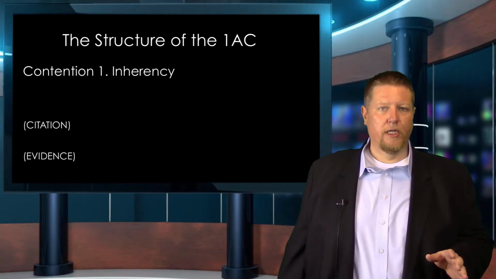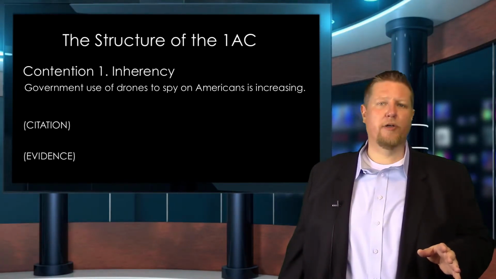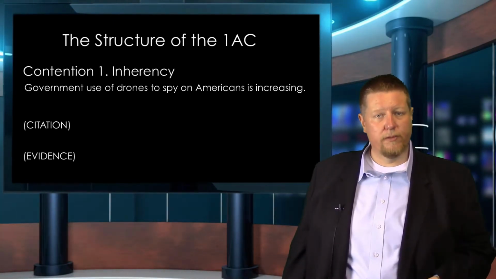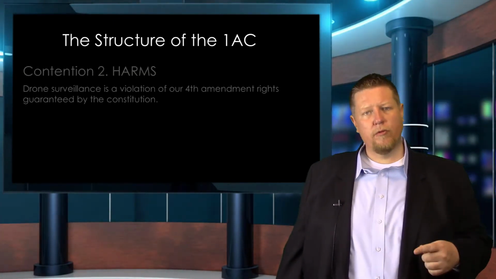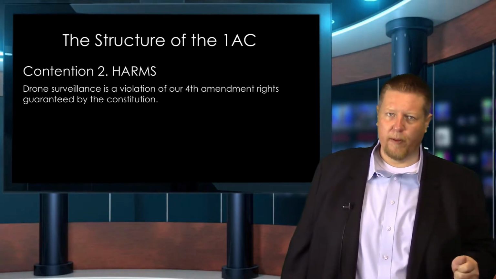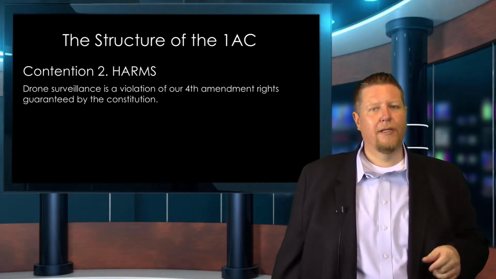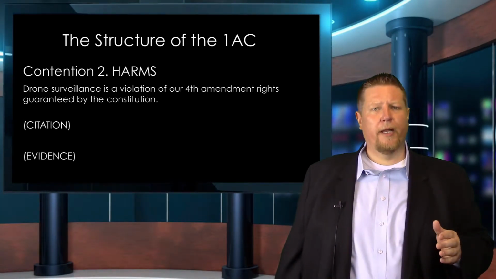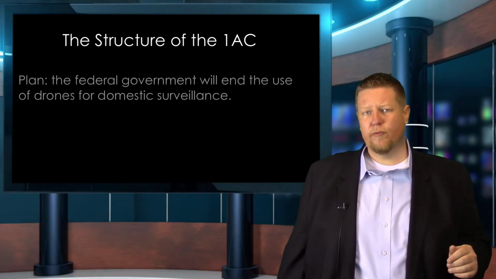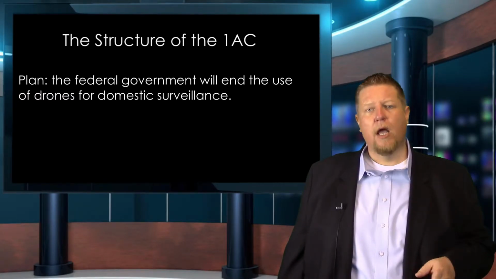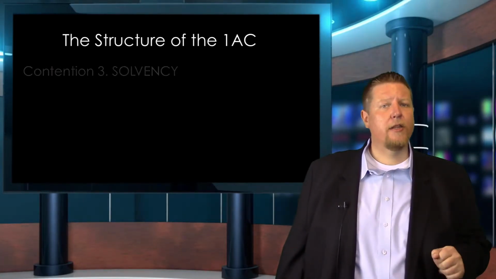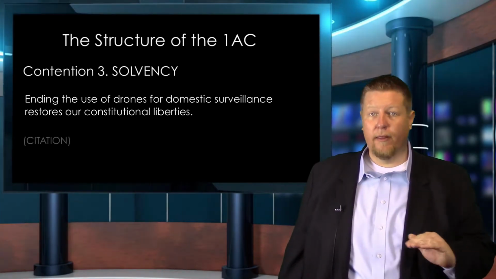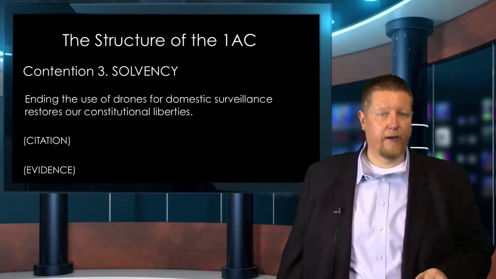Contention 1 is inherency. Government use of drones to spy on innocent Americans is increasing. Then read the citation, then the body of your evidence. Contention 2 is harms. Drone surveillance is a violation of our 4th Amendment rights guaranteed by the Constitution. Then read your citation, then read the body of evidence. Plan. The federal government will end the use of drones for domestic surveillance. Contention 3 is solvency. Ending the use of drones for domestic surveillance restores our constitutional liberties. Then the citation, then read the body of the evidence.